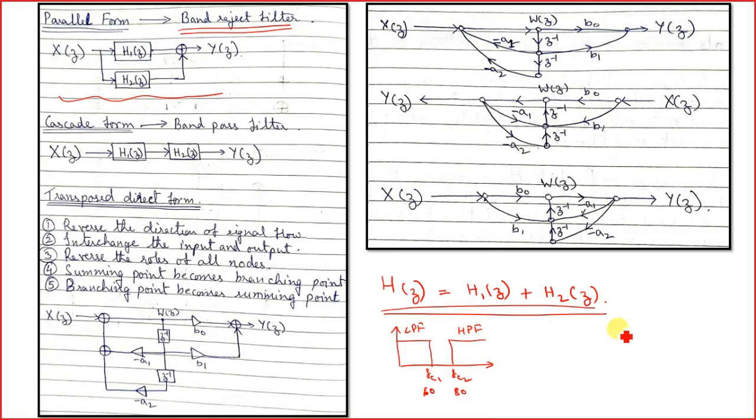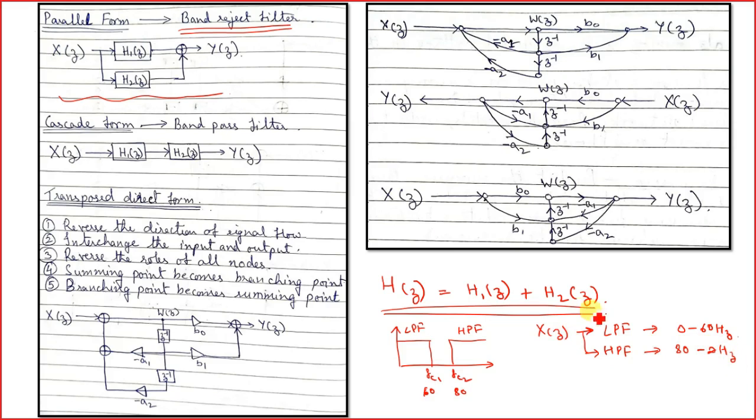Now, what happens? You have a signal X(z), you pass it through the LPF, and you get frequency components in the region of 0 to 60 hertz. Next, the same signal is passed through a high pass filter, and over here you get frequency components from 80 hertz to infinity.